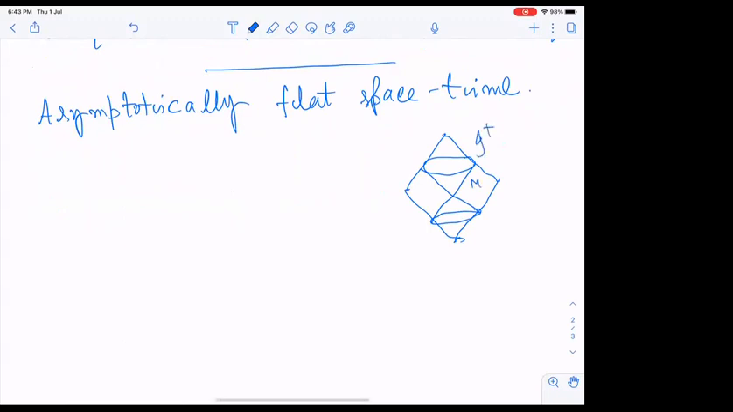This is the null infinity. This is the future null infinity. This is the past null infinity. And these are the spherical cross sections of the future and the past null infinity. And I'll be talking about four dimensional space time.